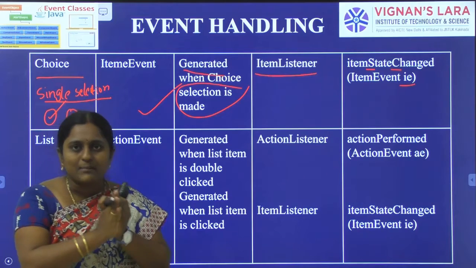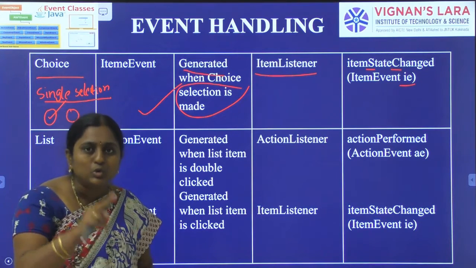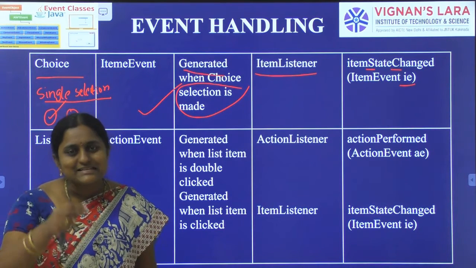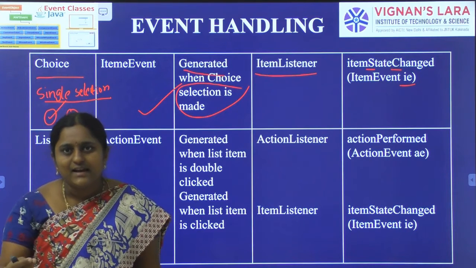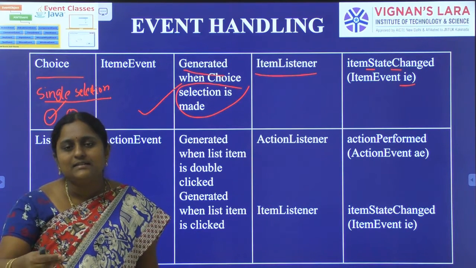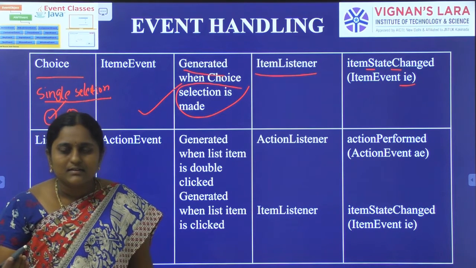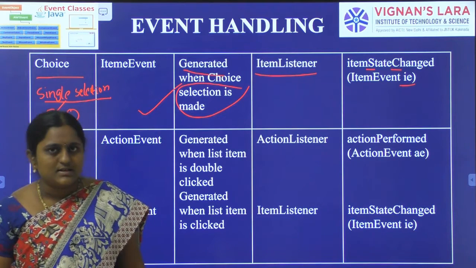In Java, there is one model. That model is the Java delegation model. The Java delegation model has two keys. What are they? Source and listener. Source is the class. Listener is the interface. In the source, events are generated. In the listener, these events are handled.